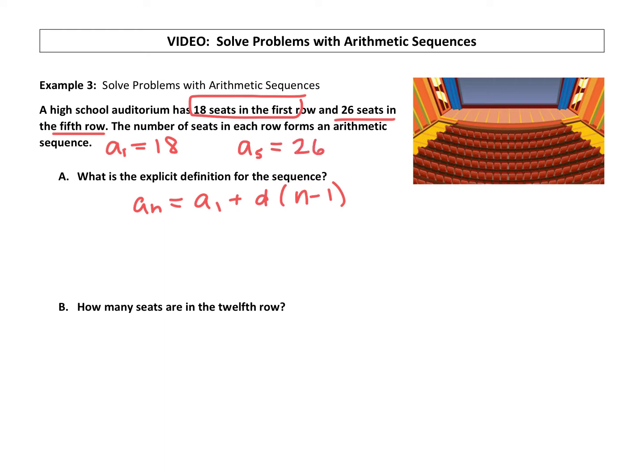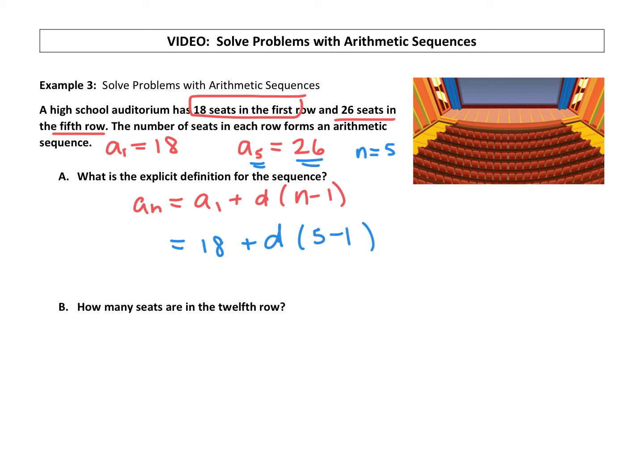In order to write the explicit definition, we need the first term, which we have, and we need the common difference, which we don't have. But we can use this fifth term to help us find that. Let me show you how that works. So I'm going to plug in what we know. We know the first term is 18 plus the difference that we don't know. And then we have some stuff we do know. We know that the fifth term is equal to 26. So the fifth term, that's your n. N equals 5. That's this n right here. So I'm going to go ahead and put 5 right there, minus 1.